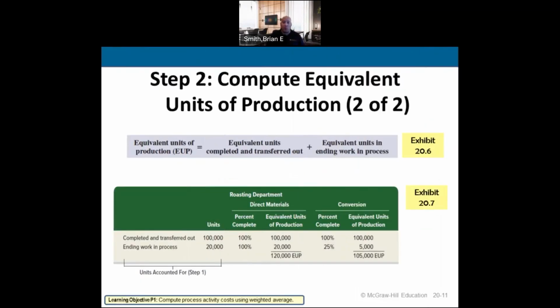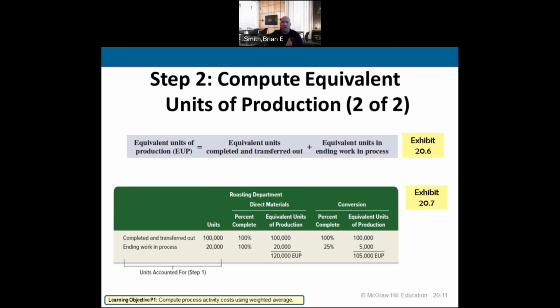So how we're going to do that is we're going to take our number of units that are completed and finished for our direct materials, multiply it by 100%, to give us 100,000 units in our completed and transferred out. And remember, our completed and transferred out units are going to be completed 100% for conversion and direct materials. So whatever we transferred out will be completed 100% for both categories.